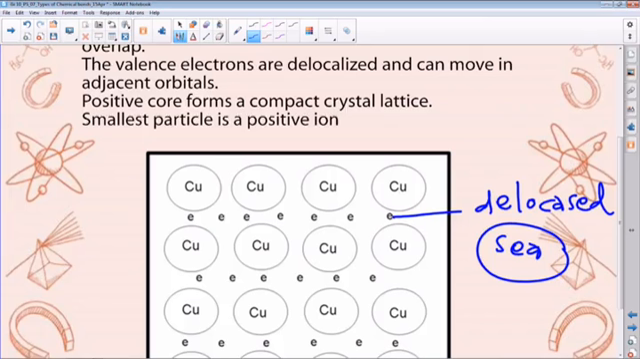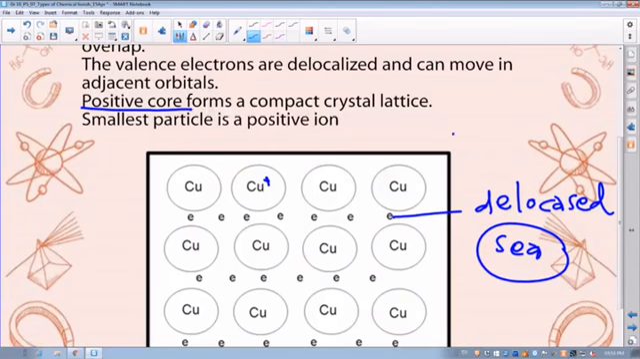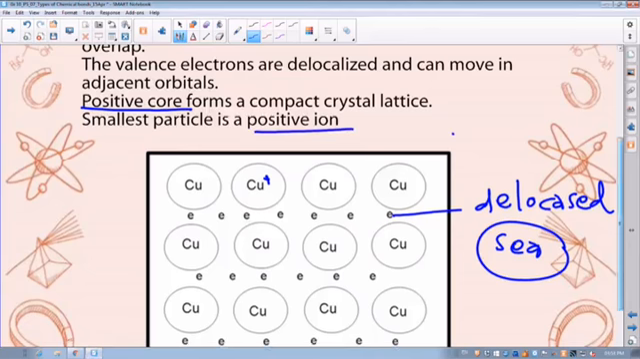As a result, there are forces that keep them together. So this is a special type of bonding where there is a positive core. We think of this as a positive core, but remember, these electrons are moving very fast between adjacent nuclei of atoms. As a result, we have the smallest particle being the positive ion, which occurs in metals only.